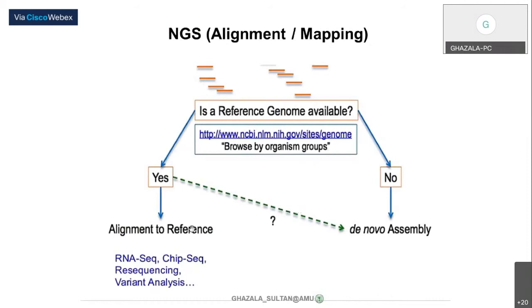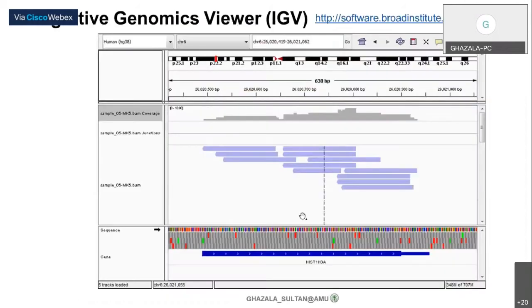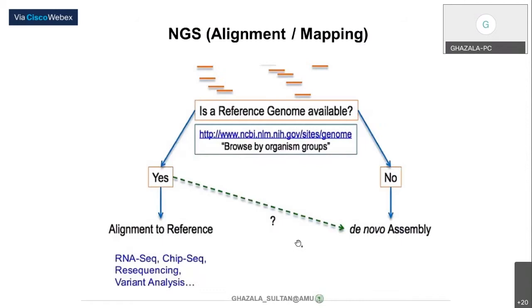Next, alignment is one of the basic steps. For example, when we were checking in NCBI, we saw that two organisms were given, human and mouse. If you are working on another organism which is not present in the database and whose reference genome is not available, then we need to go for de novo assembly.